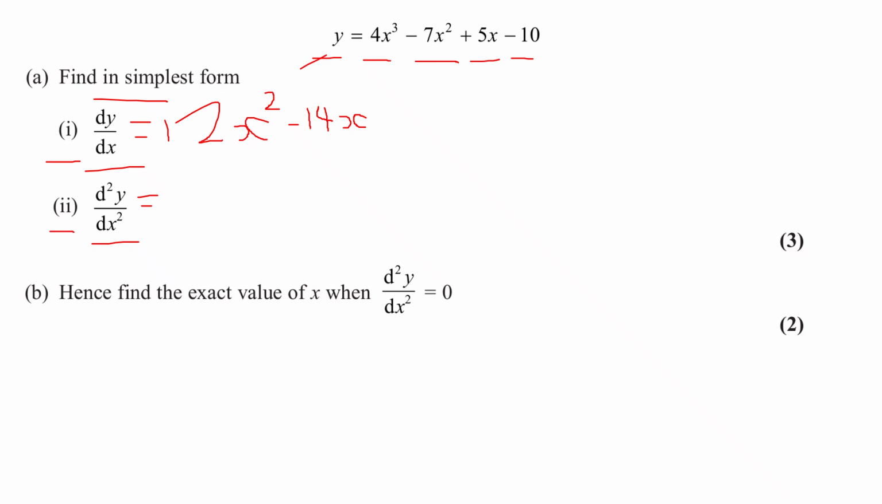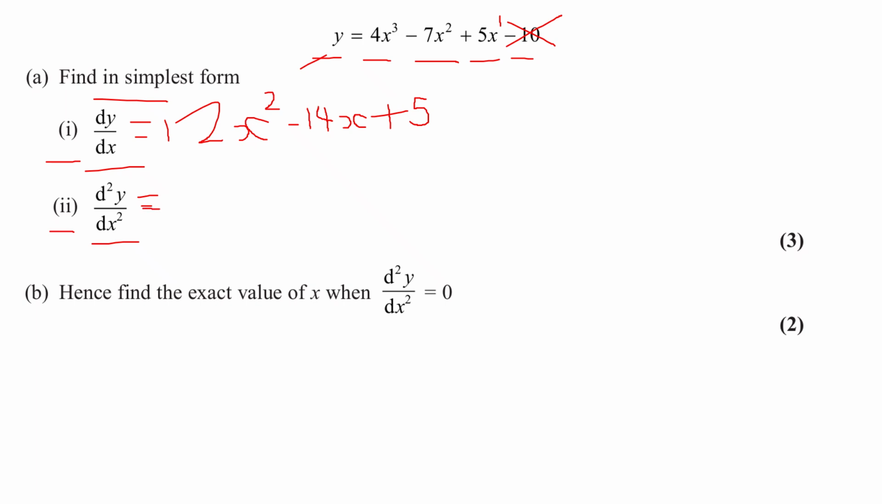Then we've got the plus 5x, that goes to plus 5, and the minus 10 goes to 0, so any constants differentiate to 0. Think of 5 as 5x to the power of 1, if it helps you. You have 5 times 1 is 5, then we have x to the power of 0. But we know in maths that anything to the power of 0 is just 1, and anything to the power of 1 is just itself. Giving me 12x squared minus 14x plus 5 as my answer.